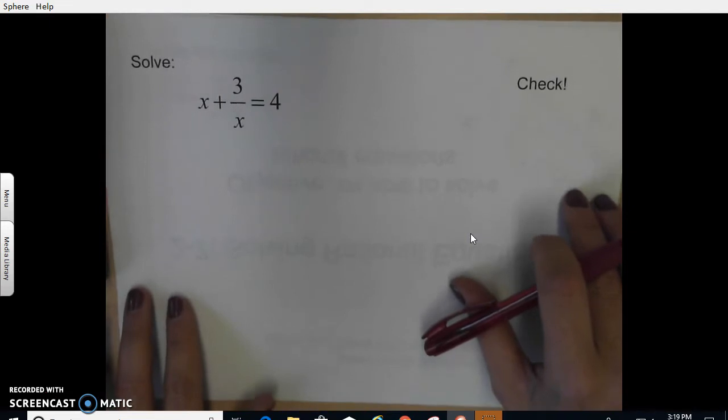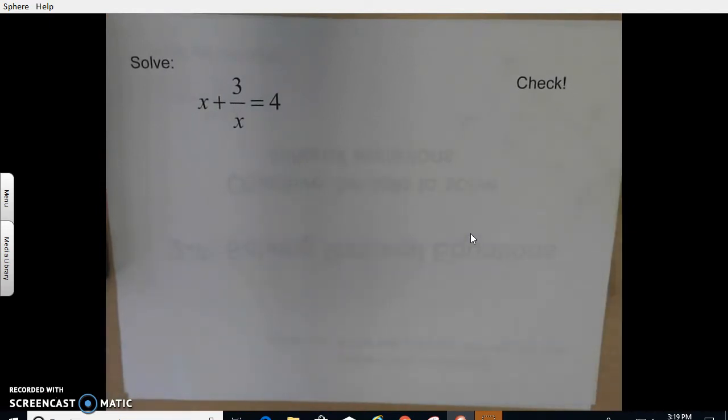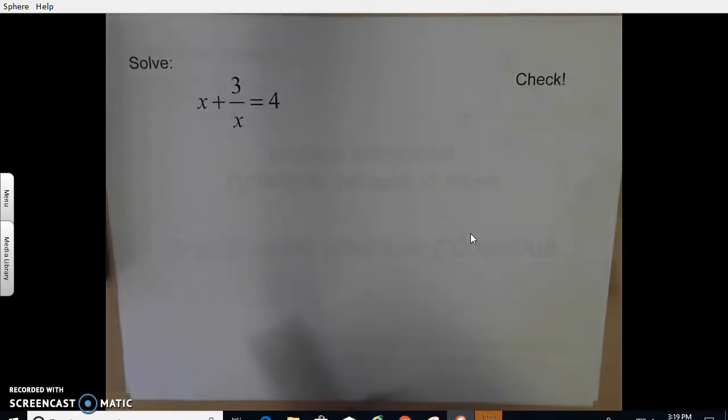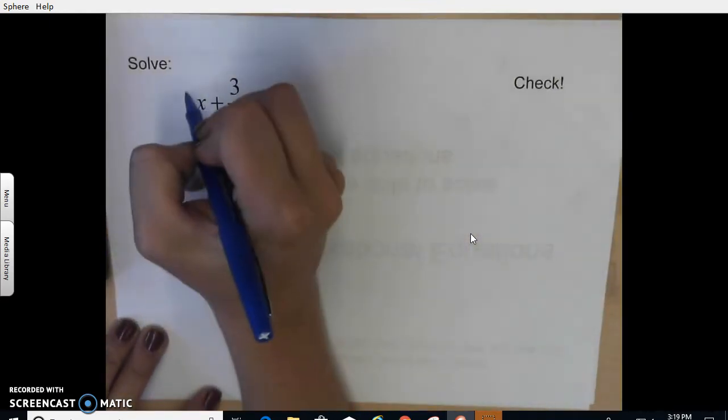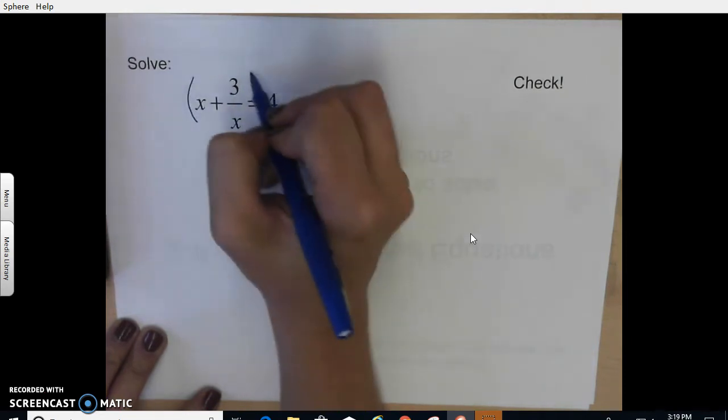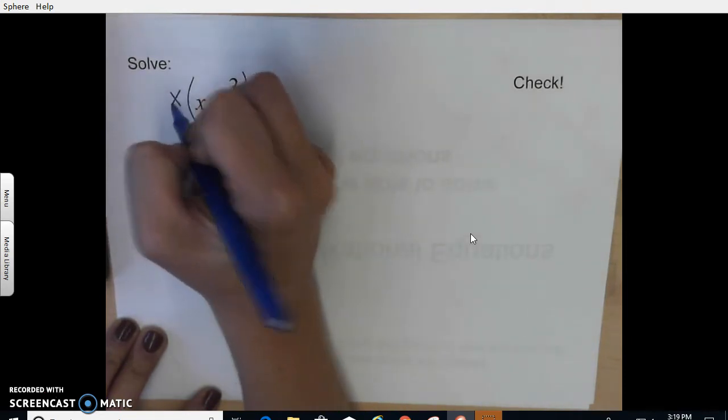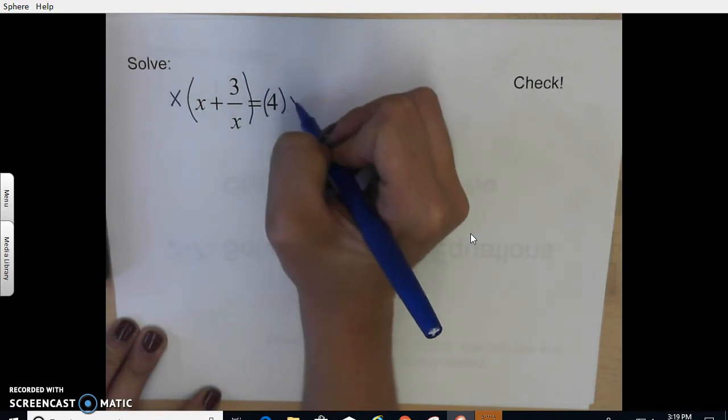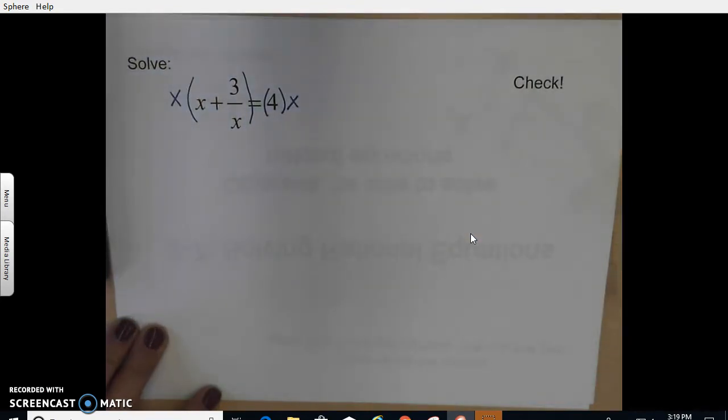First, we have x plus 3 divided by x equals 4. So this is a rational equation because we have an x in our denominator, and in order to get rid of our denominator, we are currently dividing by x, so we are going to multiply by x. You have to multiply by x to every single term, and on both sides of the equation.